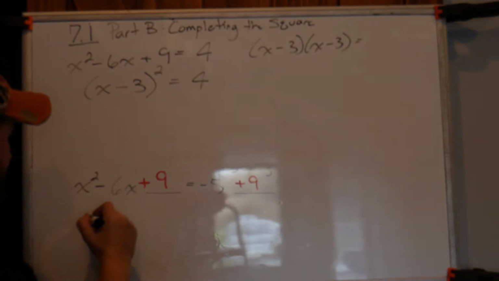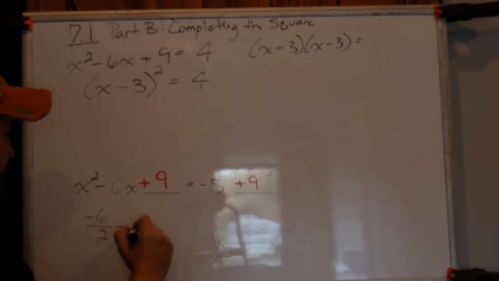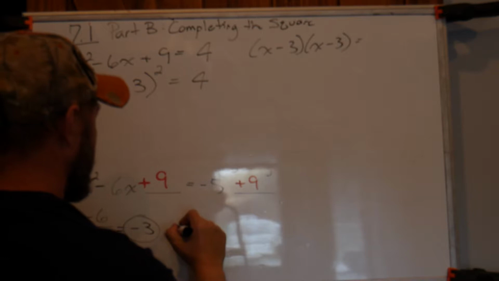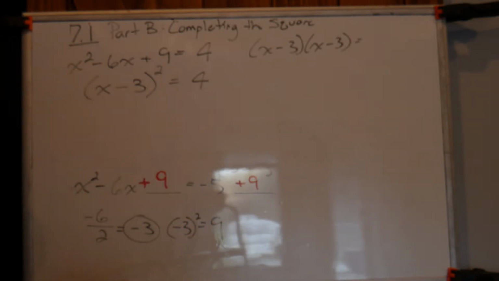I have a negative 6. I divide by 2. I get a negative 3. I know that negative 3 squared equals 9. I know 9 is the number I'm adding.